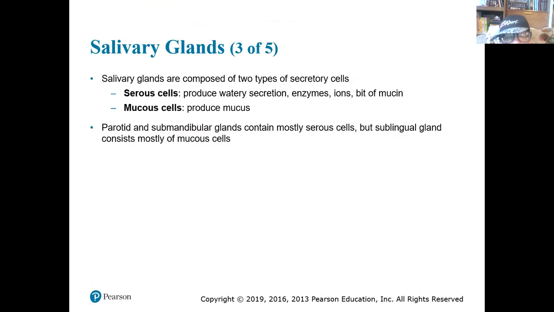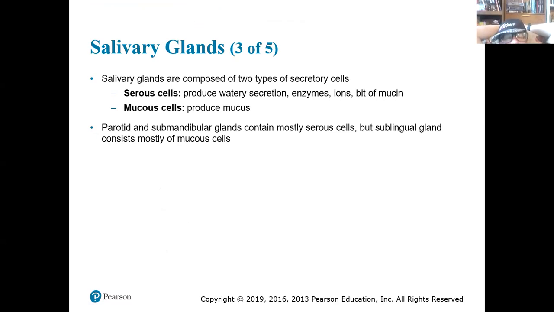Oh, we're doing the histology. Okay, so salivary glands are composed of two types of cells. You have these serous ones that make the watery solution, the enzymes, the ions, and a bit of mucin. Mucin is the protein that we're going to make mucus out of.